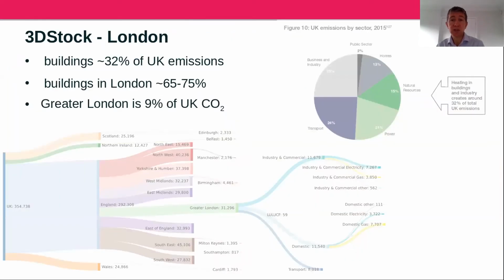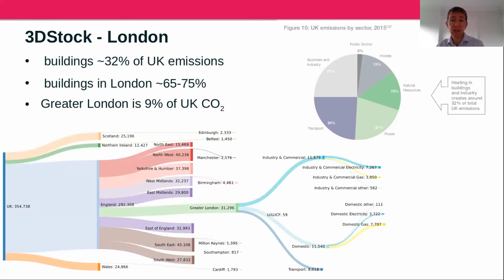The model we will show today focuses on Greater London, but we can build these models for anywhere. And we have ambitions to extend the model to the whole of Great Britain. Whilst buildings generally account for around a third of the UK emissions, buildings in big cities like London have an even greater share of total emissions, closer to 65 to 75%.